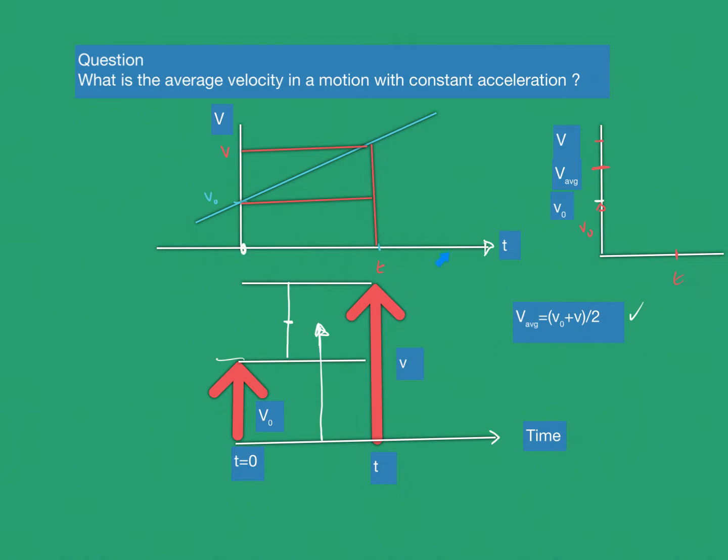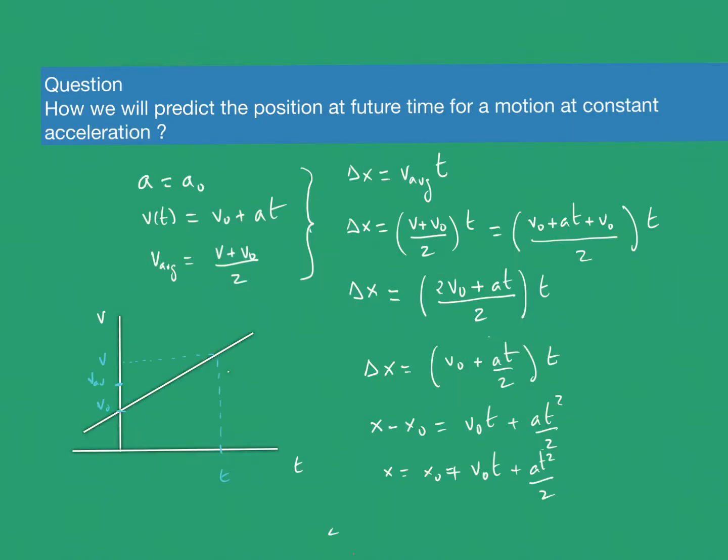If you take a bigger interval of time, it will be another average velocity. So what happens is that in a motion with constant acceleration, with constant change in the velocity, this is true. In general, this is not true. But with constant acceleration, this is true. So, the question now is how we can predict the position at a future time.